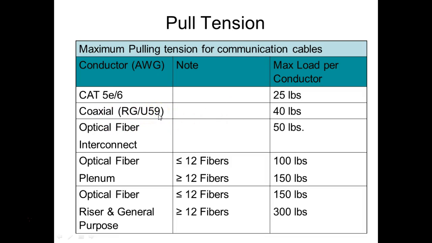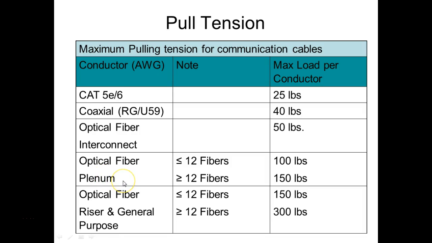RG59, which is what's used in cable TV, inside premise, inside your house, or once it comes down off the telephone pole, we use RG6, but most people call this RG59. This is 40 pounds. Fiber optic interconnect, this would be from computer to computer or computer to switch or whatever, is 50 pounds, less than 50 pounds.